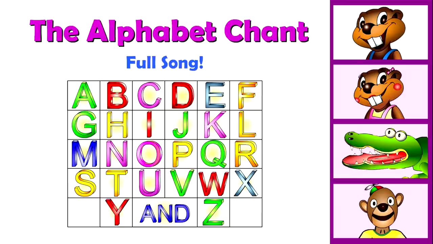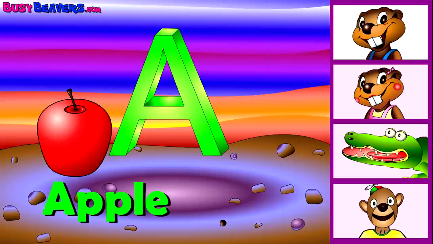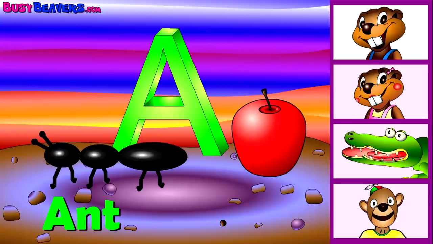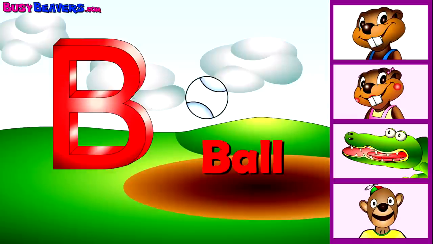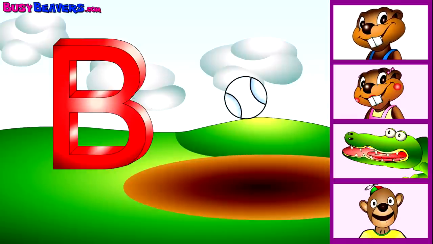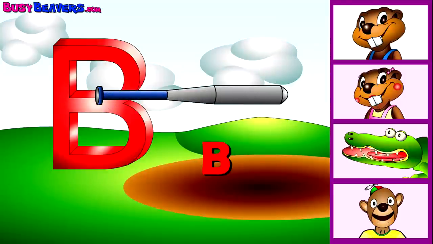Okay, here we go. Yeah, let's go. 1, 2, 3. It's an apple. It's an ant. It's a ball. It's a bug.